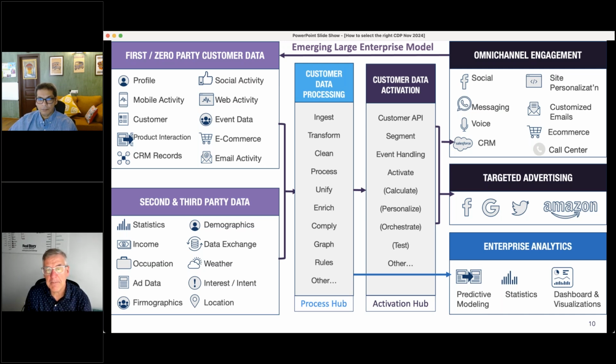Now, from a CDP standpoint, this could all be the same vendor. It could be two different vendors. The process hub could be more at your enterprise lakehouse. There are a lot of different architectural models, but it's really important to understand that distinction. It's a key trend that we're seeing: logically distinguishing these two, even though you may not always physically distinguish these two.